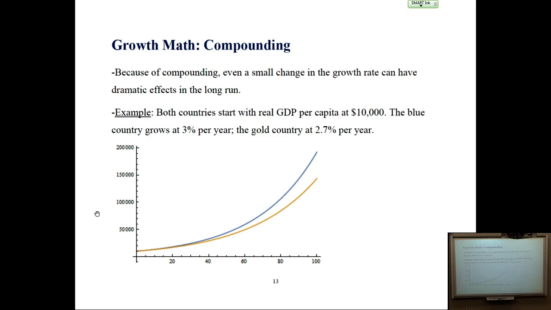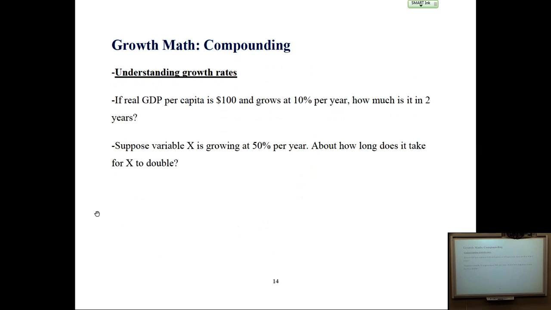Here are some more illustrations of compounding. Now, be a little bit careful here. With both these examples, there is a very intuitive answer that is wrong, so think carefully before you answer. First question for you guys. If real GDP per capita is $100, and that grows at 10% per year, how much is it in 2 years? Go ahead and pause the video and think about that question and get an answer before you continue.